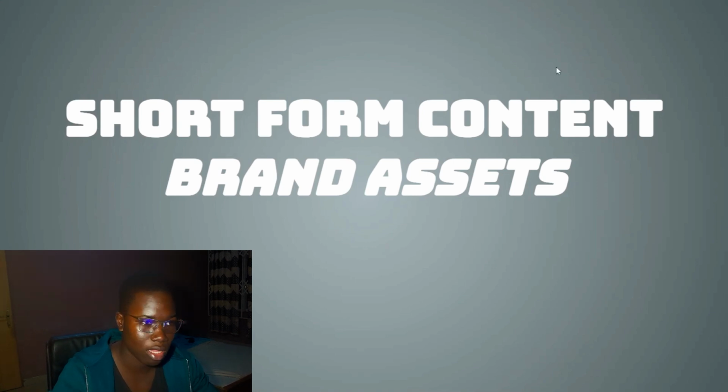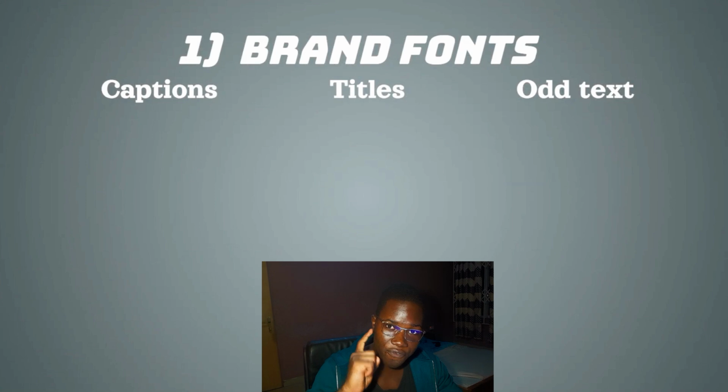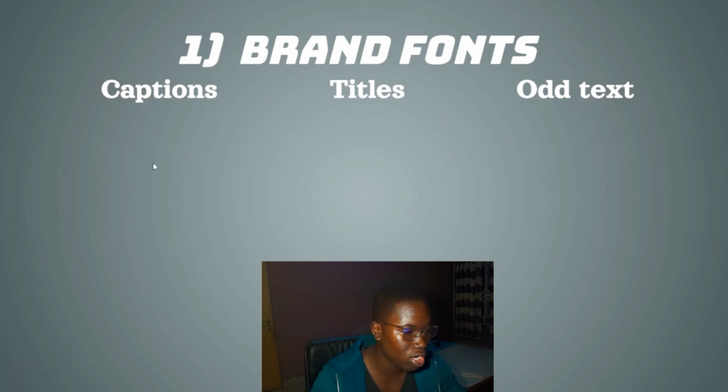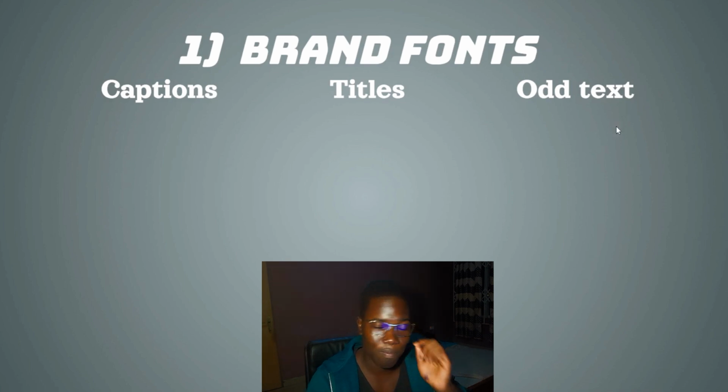So, let's get started. The first brand asset that you will need is brand fonts. But you need 3 kinds of brand fonts. You need special fonts for your captions, you need special fonts for your titles, and you need a special font for something called an odd text. Don't worry, I'll show you what an odd text is. I know it sounds odd, ironic, right? But you'll get it, don't worry.